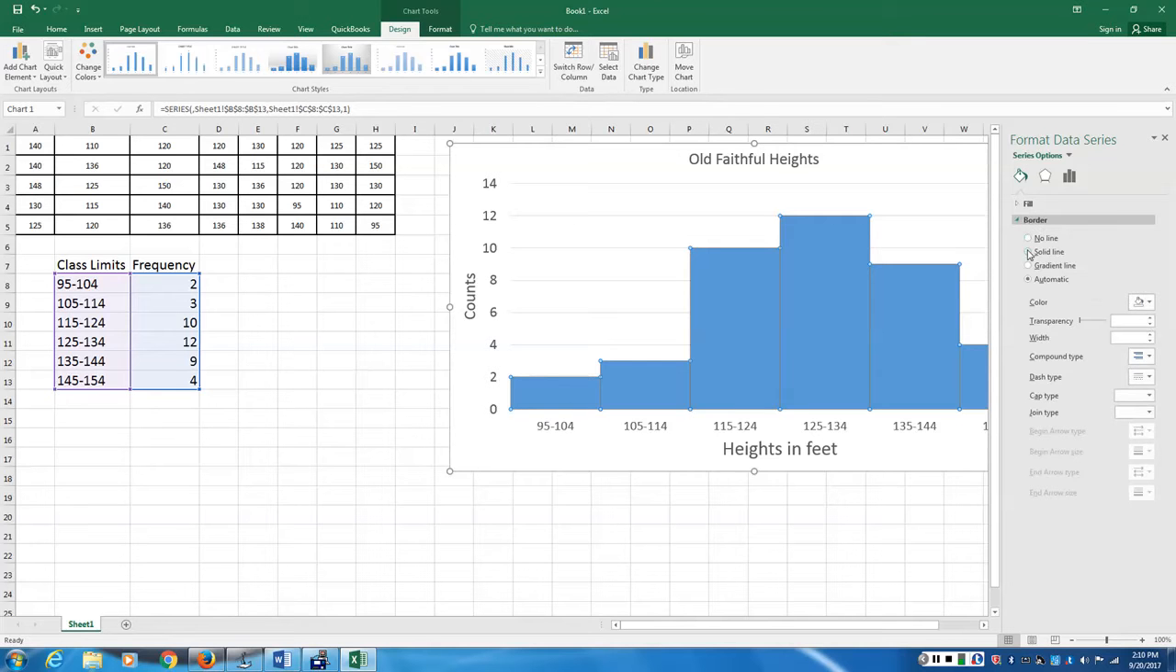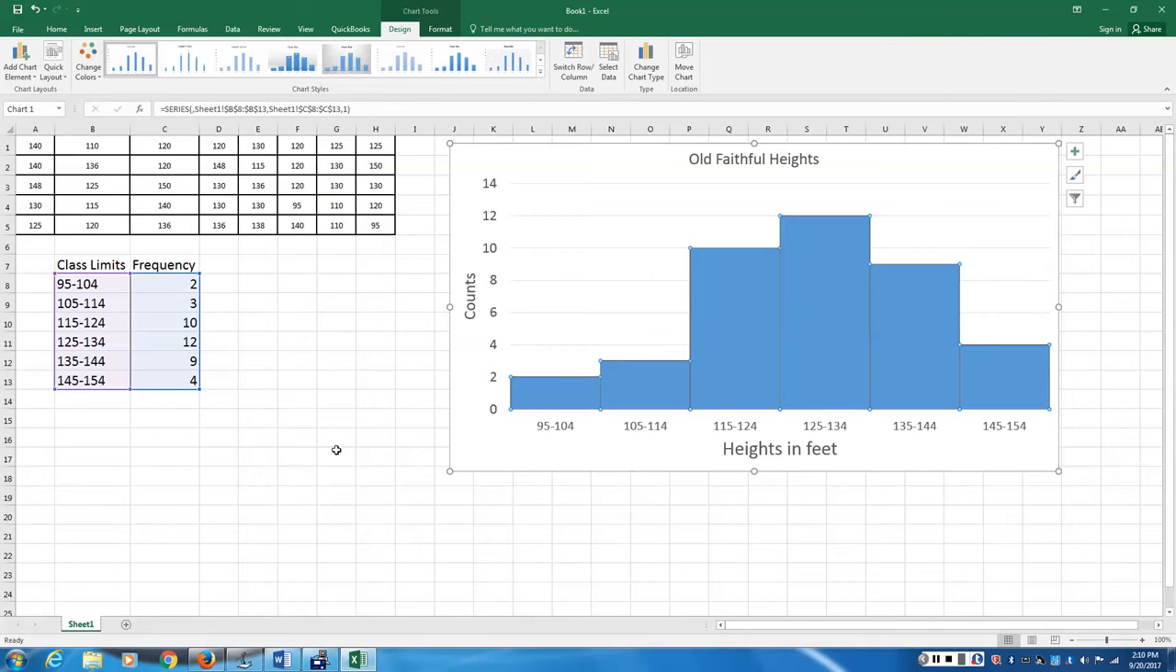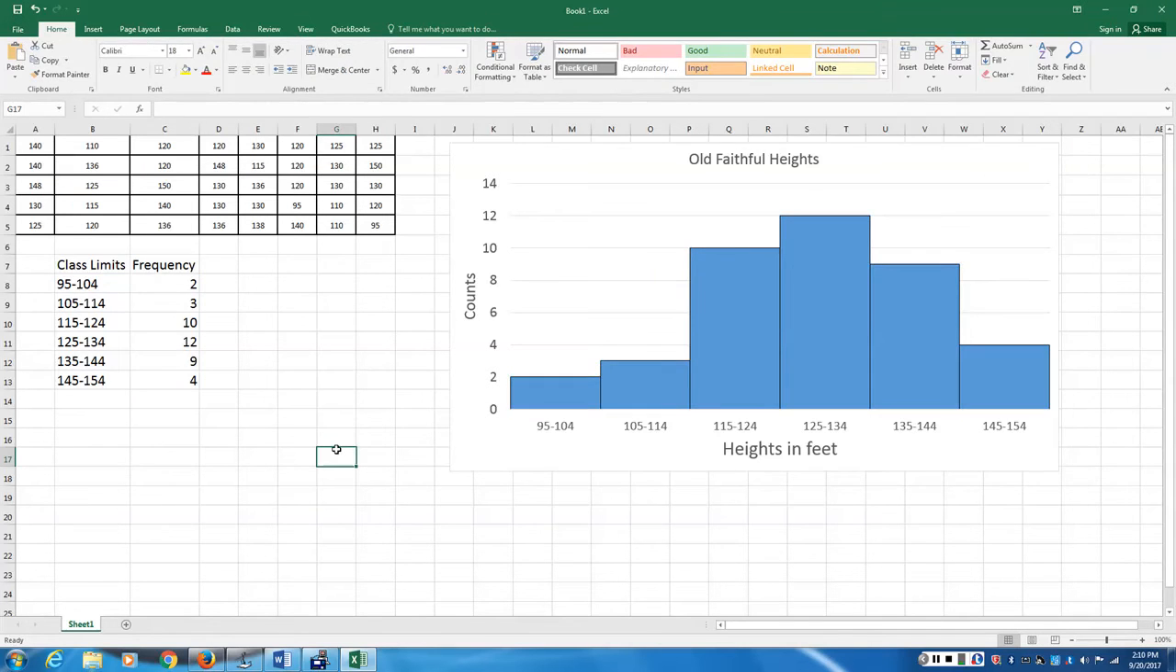You want a solid line border, and you want it to be any color but the same color as the bars. And right now, it's the same color as the bars. So pick a different color. I like black because it shows up good, but you know. So now when you click off your histogram, you have a complete, very informative histogram.